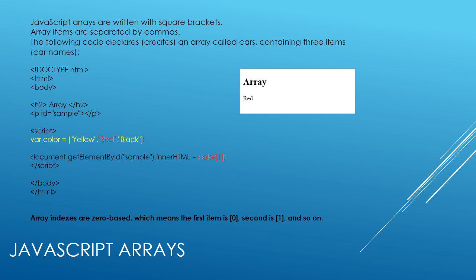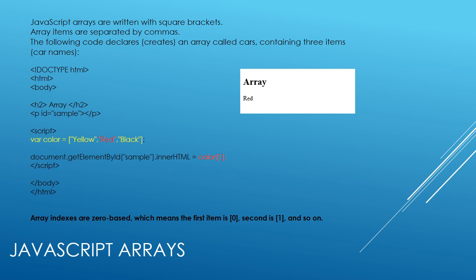JavaScript arrays are written with square brackets. Array items are separated by commas. The following code declares, creates, an array called cars, containing 3 items, car names. Array indexes are zero-based, which means the first item is [0], the second is [1], and so on.